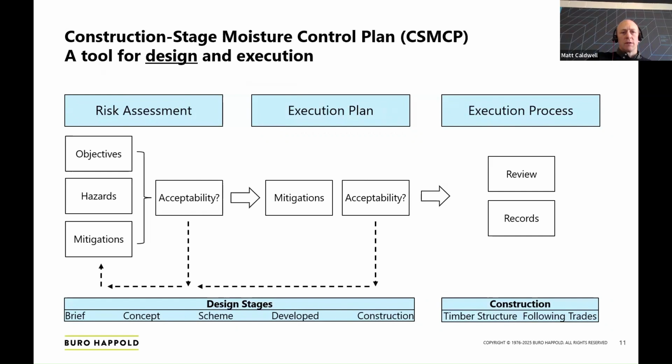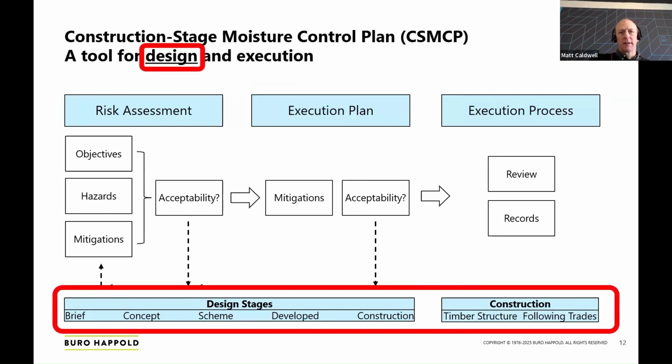So what would a construction stage moisture control plan aim to do, and what does the process look like? This is a flow chart to illustrate what it might look like in a typical situation, moving through stages, looping back on itself, and we'll dive into a few aspects of it here. The first thing to note is that if it's going to be effective, it needs to start really early in the project. So I've said here it's a tool for design and execution. The detail will develop over time.